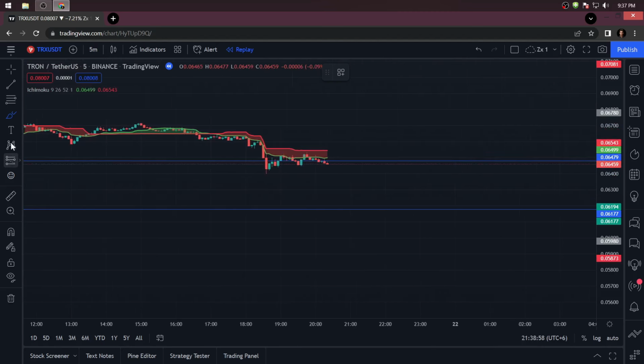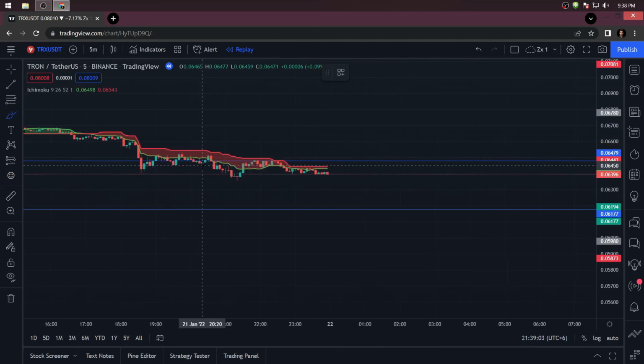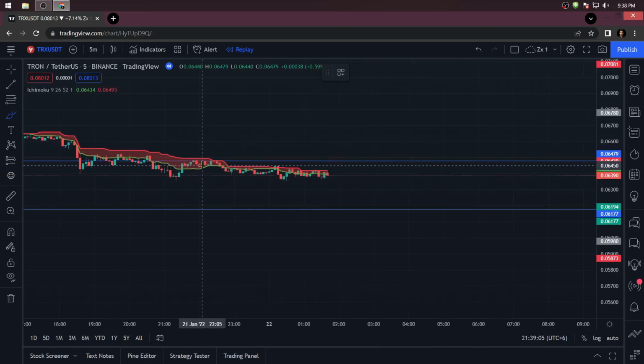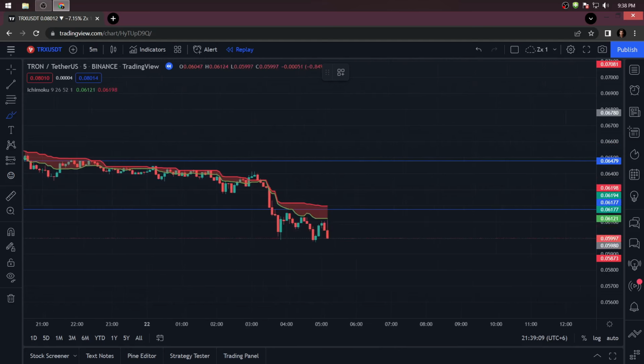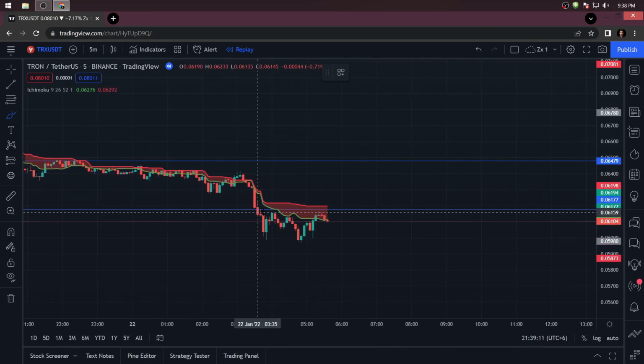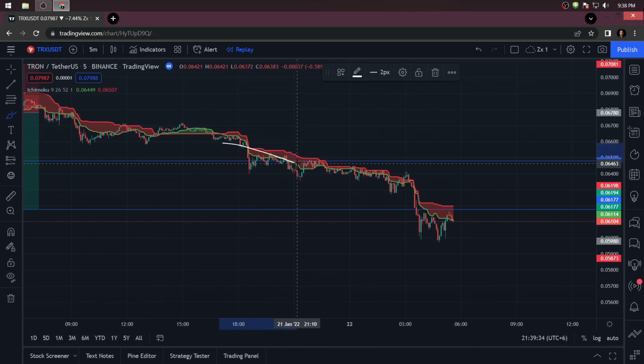So after a few hours you can see the price has successfully hit our profit target 1, and finally hit our profit target 2. So it counts as another successful trade. And if the price successfully hits our profit target 1 and then reverses back, this time we just exit the trade. So let's go with another example.